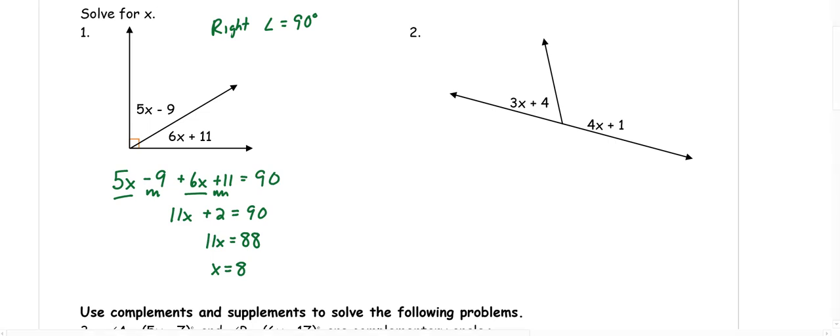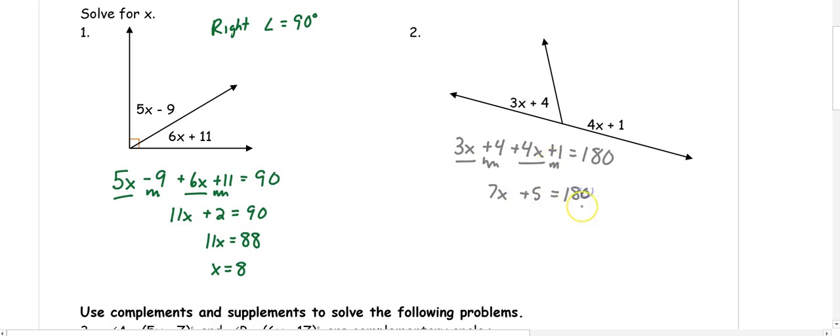In number 2, the two angles form a straight angle, which is 180 degrees. So we would have 3x plus 4 plus 4x plus 1 is equal to 180 degrees. So when I combine like terms, 3x and 4x gets us 7x, and 4 plus 1 gets us plus 5 equals 180. To solve for x, we're going to subtract 5 from both sides, so 7x is equal to 175, and divide by 7, so x is 25.